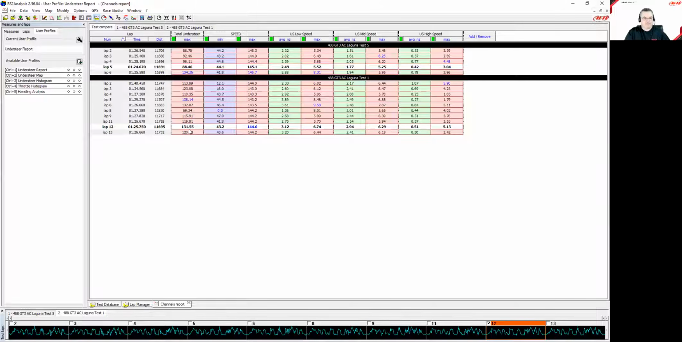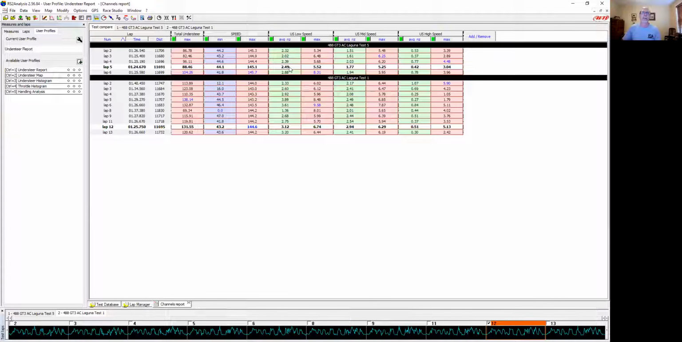So we started out, now the faster session is at the top. We started out with a total understeer level of 131.55. We're now down to 88.46. Min speed is up a little bit. Max speed is actually down. No, sorry, up a little bit.